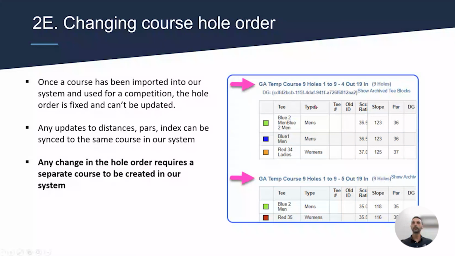Important is that once you've used a course in our system for a competition, that hole order is fixed. And even if you change it in Golf Connect, we can't change it for that particular course in our system. So if you need to do that, we can re-import the course under a new name. And that will allow you then to select that second course with the hole order that you need.